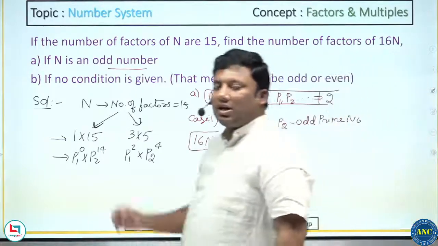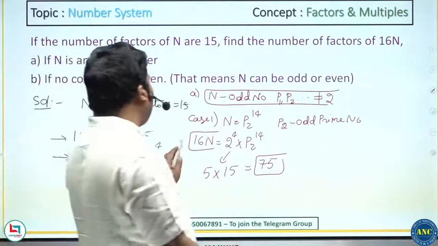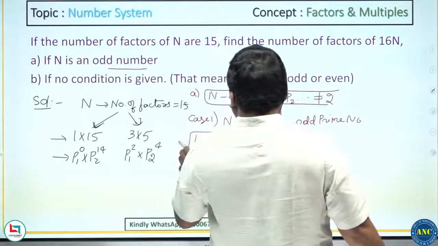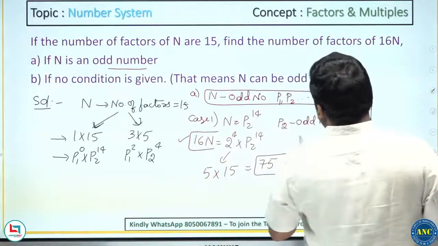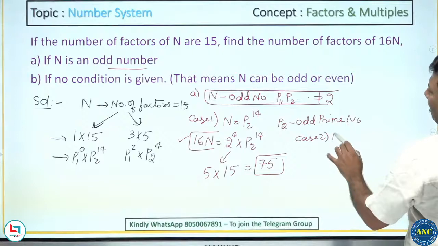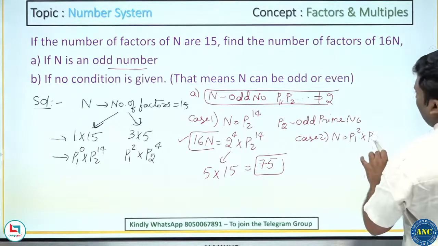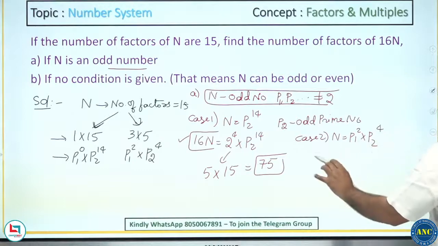If n is an odd number, under the case p2 power 14, that was case number 1. Case number 2: n is of the form p1 power 2 into p2 power 4. N is an odd number.